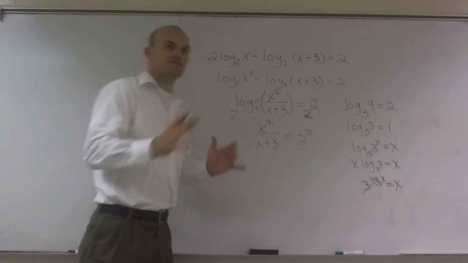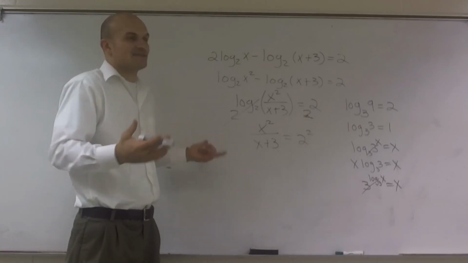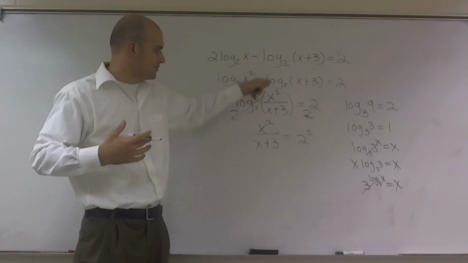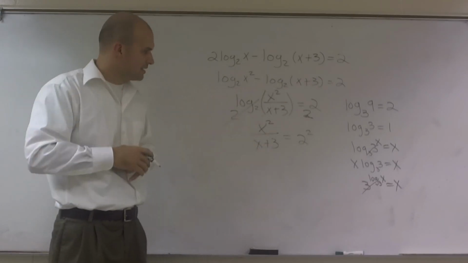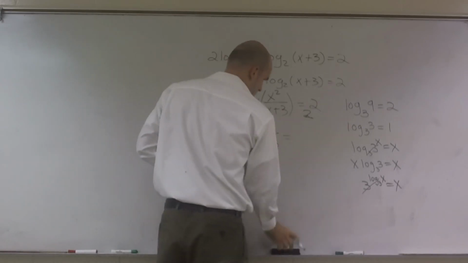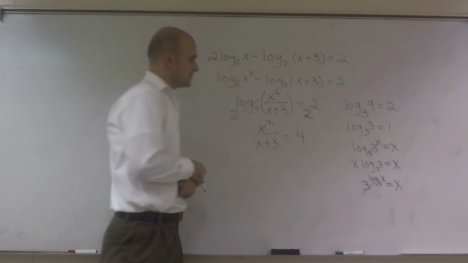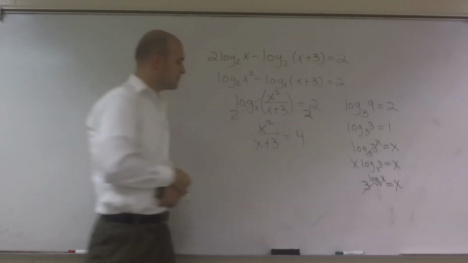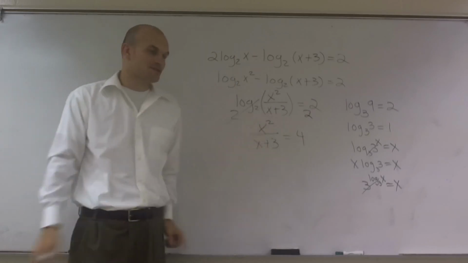Now, if that just really confused you, just think of it this way. Just put it into exponential form. 2 raised to the second power equals this. Okay, it's the same thing. 2 squared, I'm going to rewrite as 4 because I'm kind of running out of space. So now what we have is x squared divided by x plus 3 equals 4.